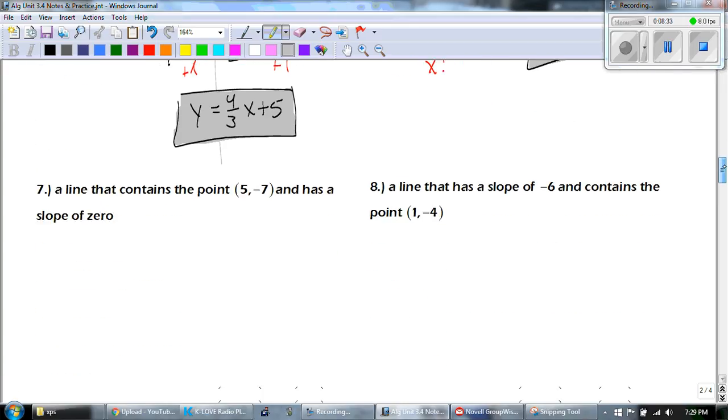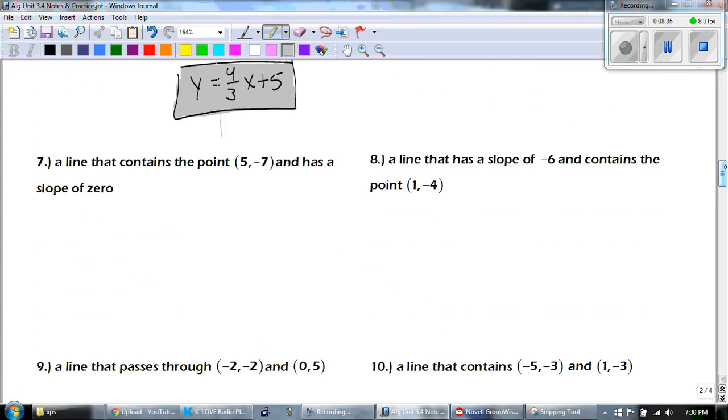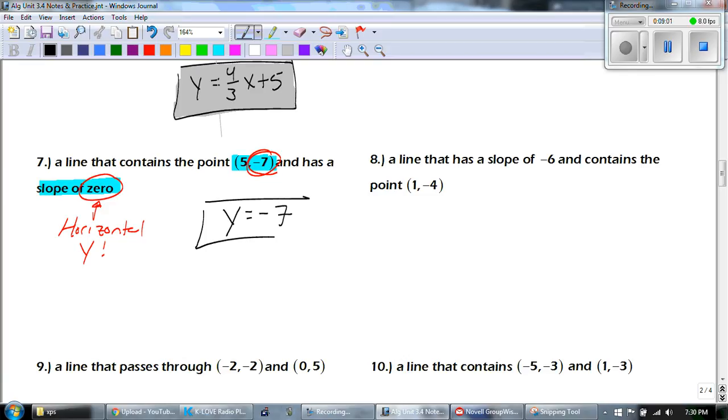All right, number 7. A line that contains the point (5, -7) and has a slope of 0. A slope of 0 means it's a horizontal line, and horizontal lines are a y graph. So I need the y point, and it's -7. So that means y equals -7.